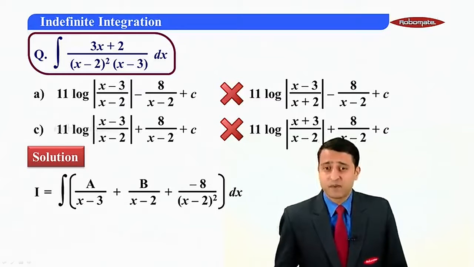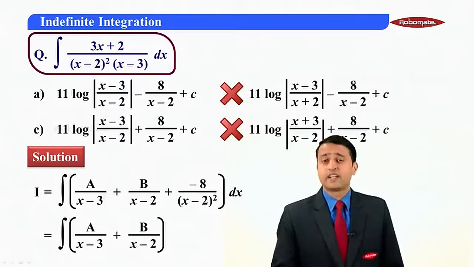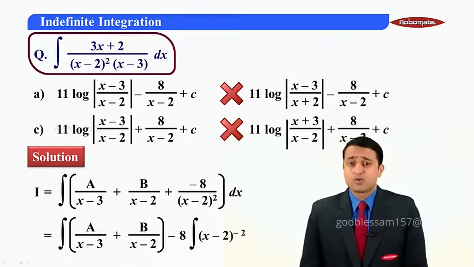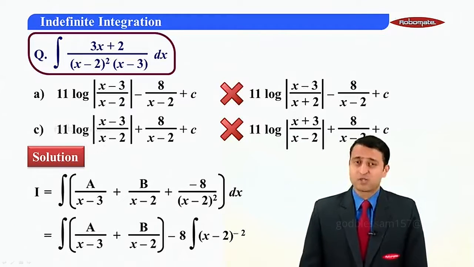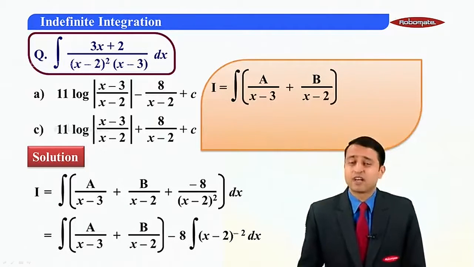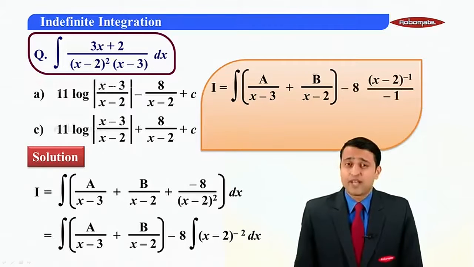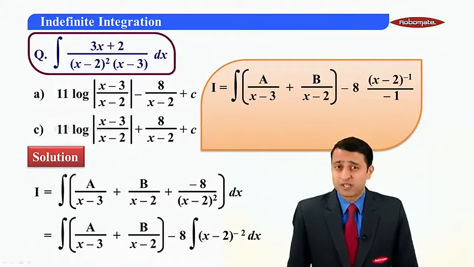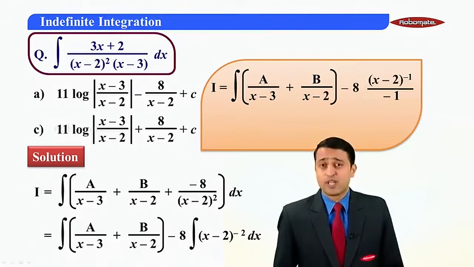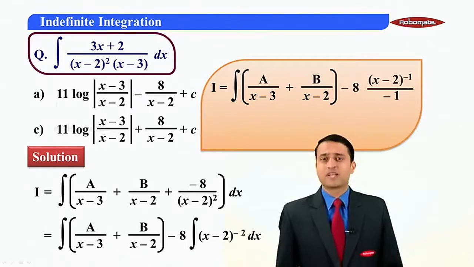Now if I keep the first part as it is and integrate the second part, I will get minus 8 integral of (x minus 2) the whole raised to minus 2. Now my dear students, for your understanding, let us take the rough work. Minus of 8 into (x minus 2) the whole raised to minus 2 on integration will give me minus 8 into (x minus 2) raised to minus 1 upon minus 1.